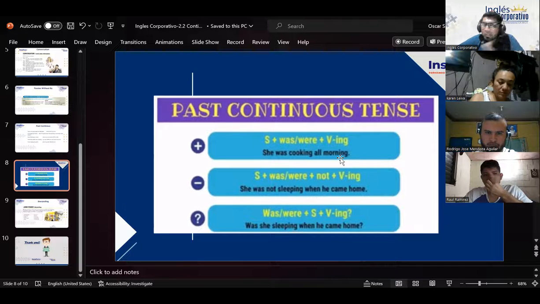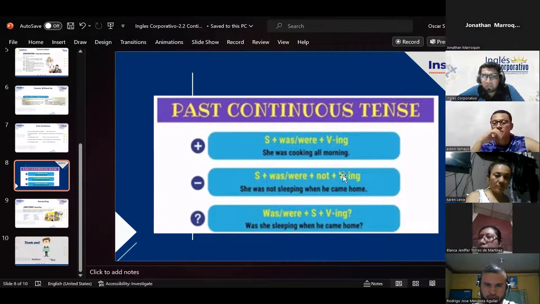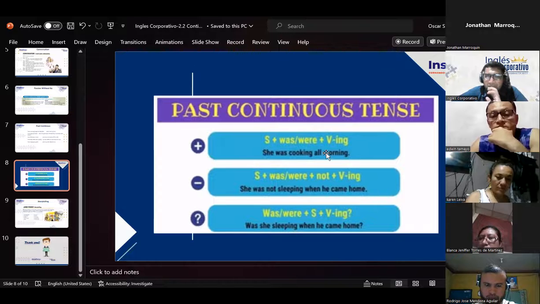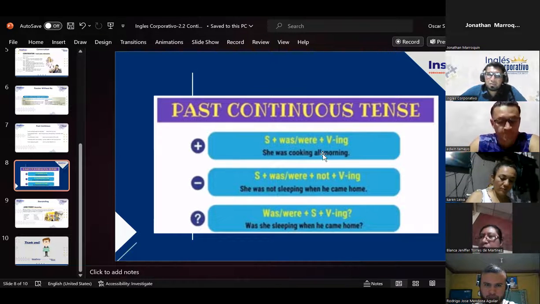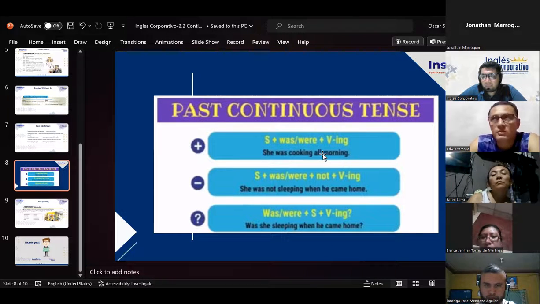So when can we use this sort of sentence? How do you imagine using this sentence? Or in what context do you think you will ever use something like this? Edwin, what do you think?